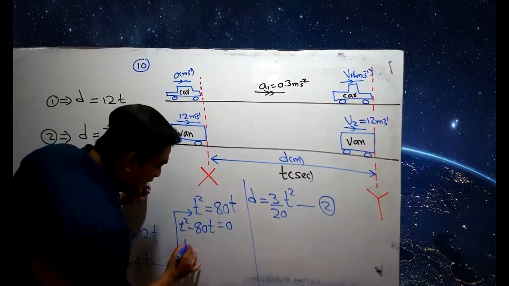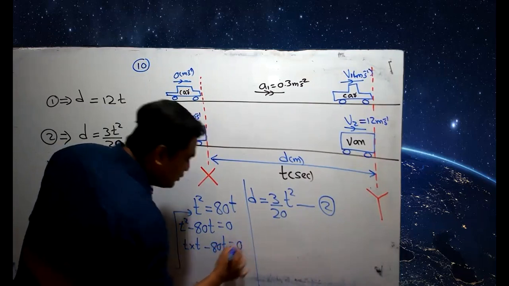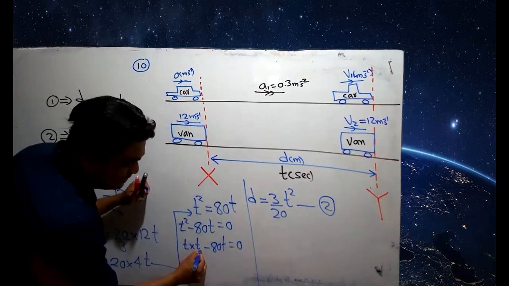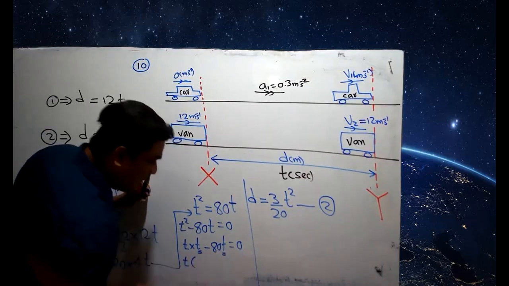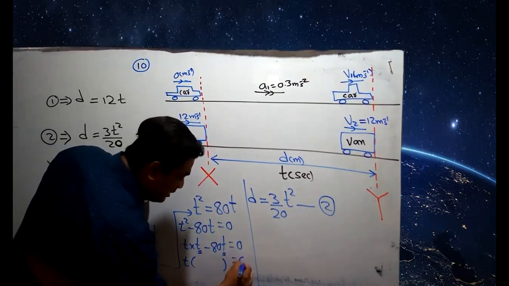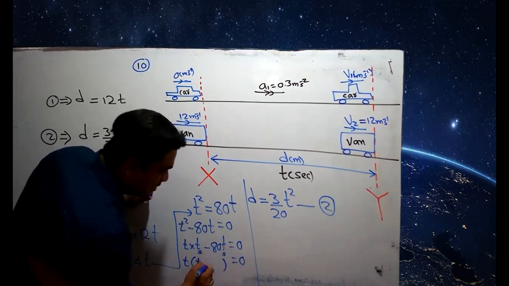T square can be written as t into t minus 80t equals 0. Now you should understand this simple t and this simple t are common. Therefore, simple t can be taken out from a bracket. The remaining terms will be t, since this t is taken out.